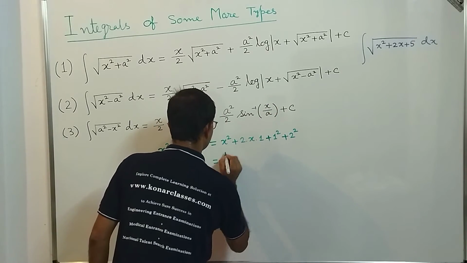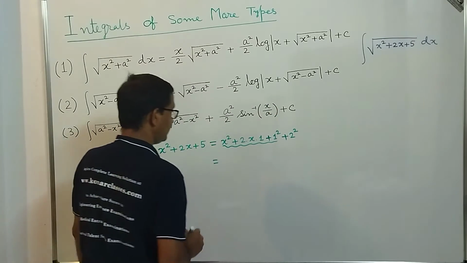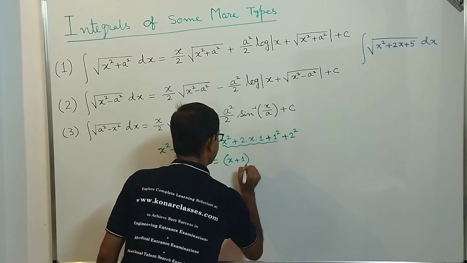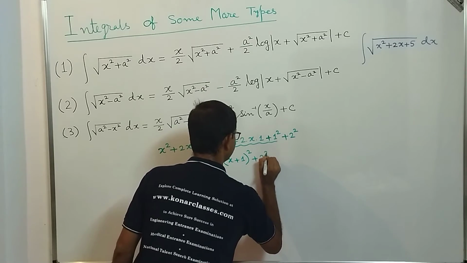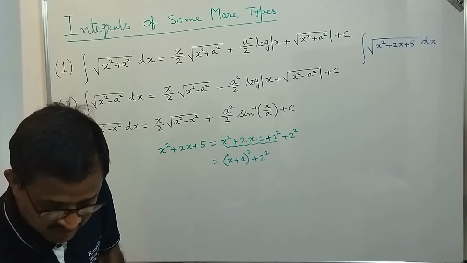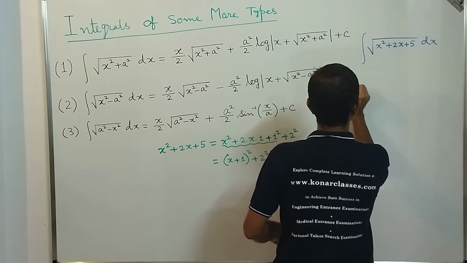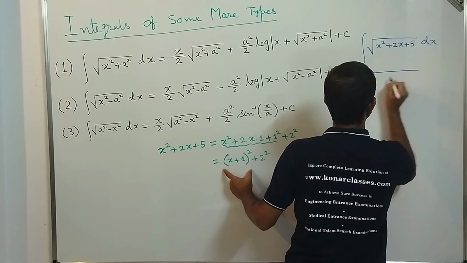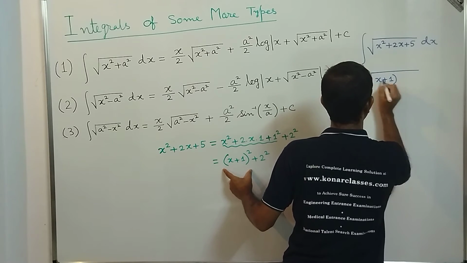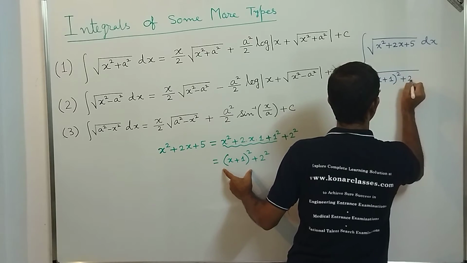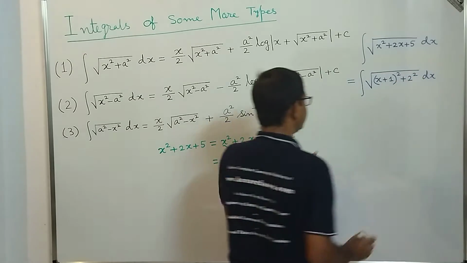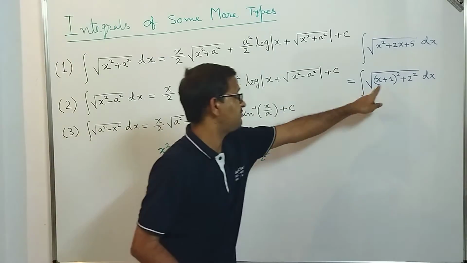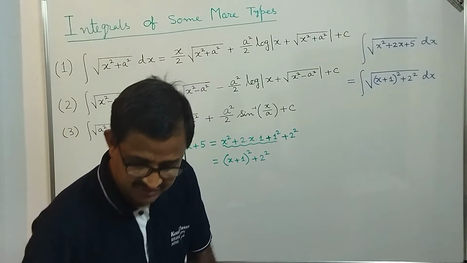So what do we get here, dear students? If you look at the first three terms, it becomes x plus 1 whole square plus 2 square. So we can write this as equal to the integration of square root of x plus 1 whole square plus 2 square dx, which is of the form of this one. We just need to make a small substitution, that is x plus 1 equal to t. So let's take this substitution.